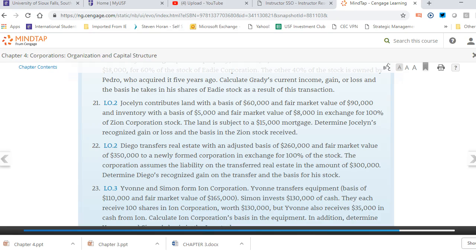Okay, so we'll go over to Excel, but before we do that, let's remind ourselves what the numbers are. So land, fair market value 90, inventory fair market value of 8. So it's 98 clearly, right? Everybody sees that's 98. And then basis is 60 plus 5, which is 65. So 60 plus 5 for 65, 90 plus 8 for 98.